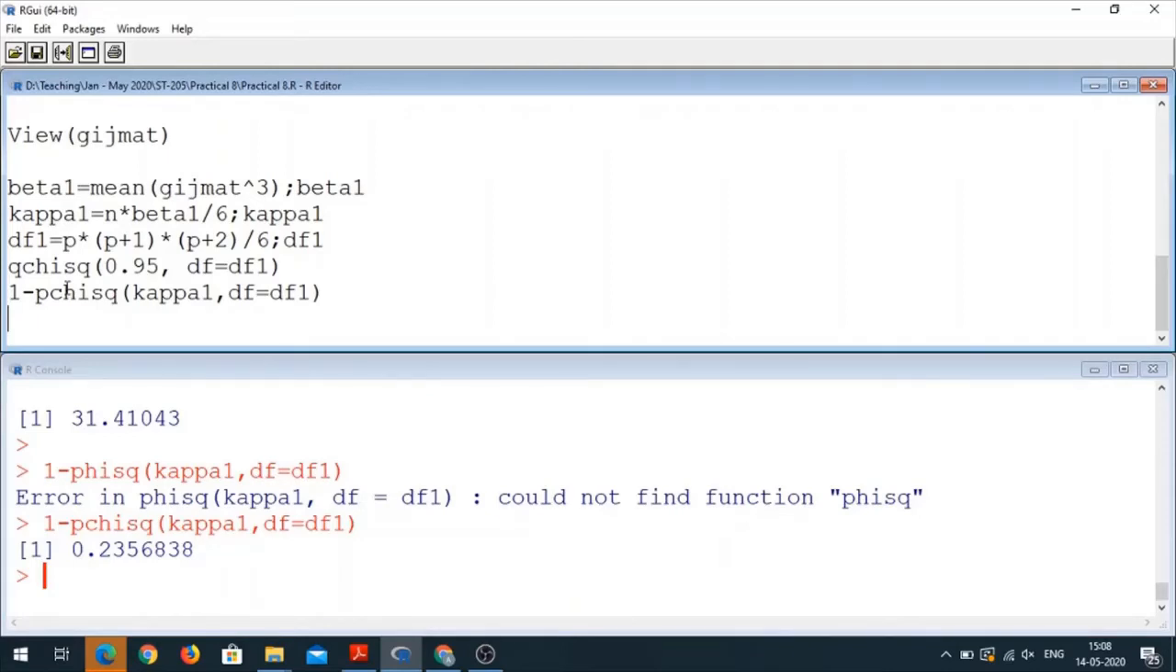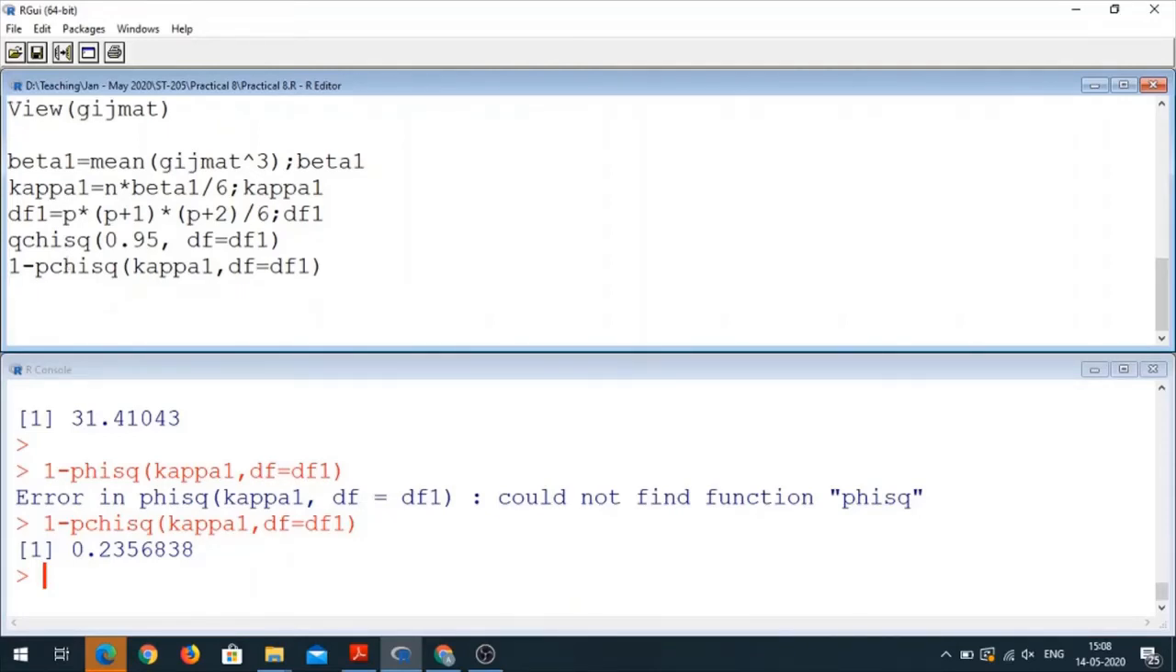Okay. Similarly, we have to do for kappa 2. So my beta 2 is actually mean of only the diagonal entries and their squares. So mean of diagonal dij mat and then square of that. Okay, so we first extract the diagonal, take its square and then compute mean.